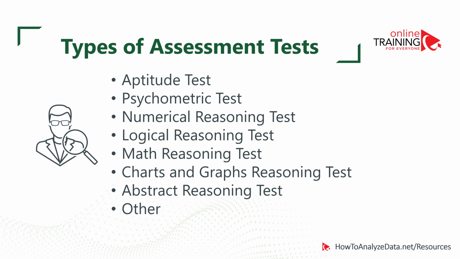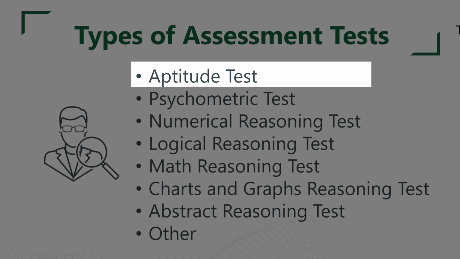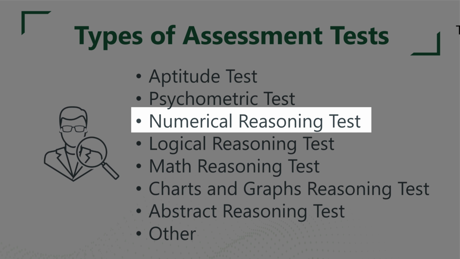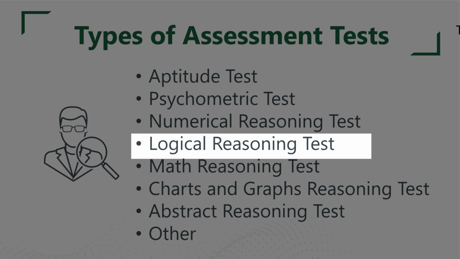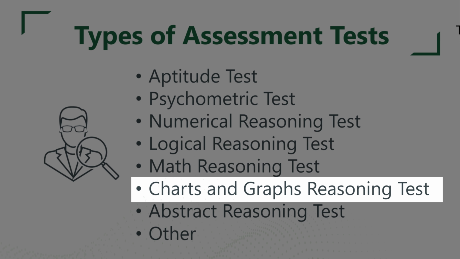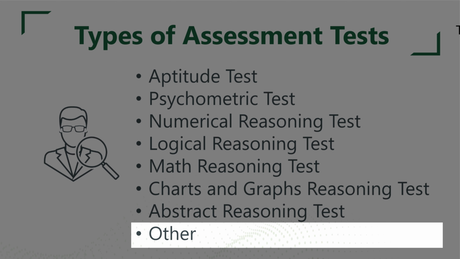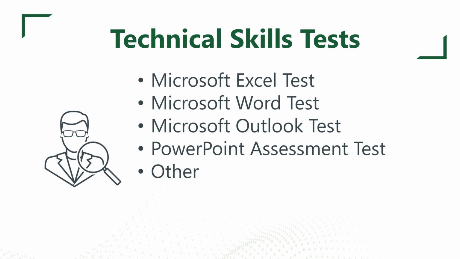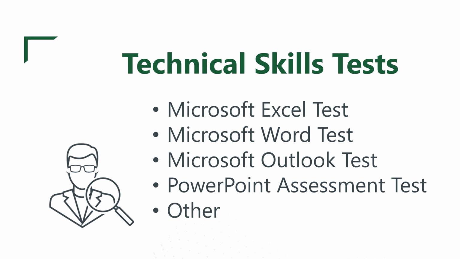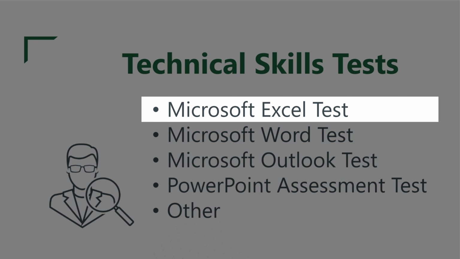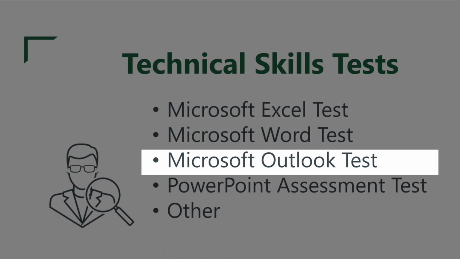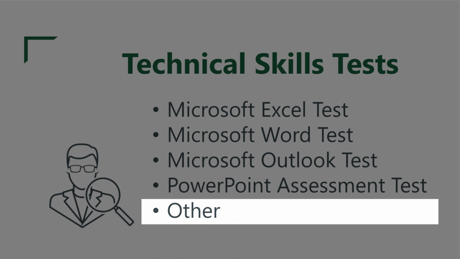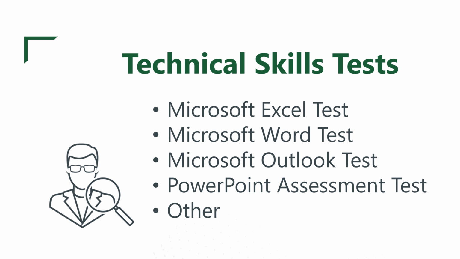There are different types of assessment tests that you might see as part of the hiring process. Let's take a look at the most common options that you might encounter. Most common tests that you see as part of the hiring process are aptitude test, psychometric test, numerical reasoning test, logical reasoning test, math reasoning tests, charts and graphs reasoning test, abstract reasoning test, and a lot of others. Sometimes, companies also would like to test your technical knowledge based on the job that you're applying for. You might encounter Microsoft Excel test, Microsoft Word test, Outlook, PowerPoint, and a lot of other different tests that might be required for you to succeed on your job.